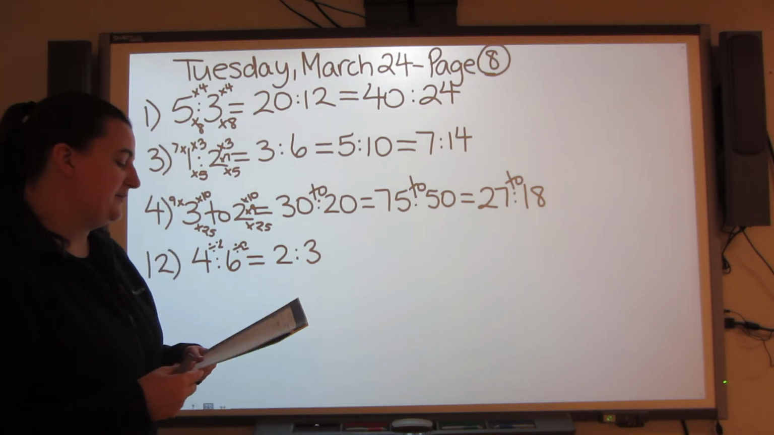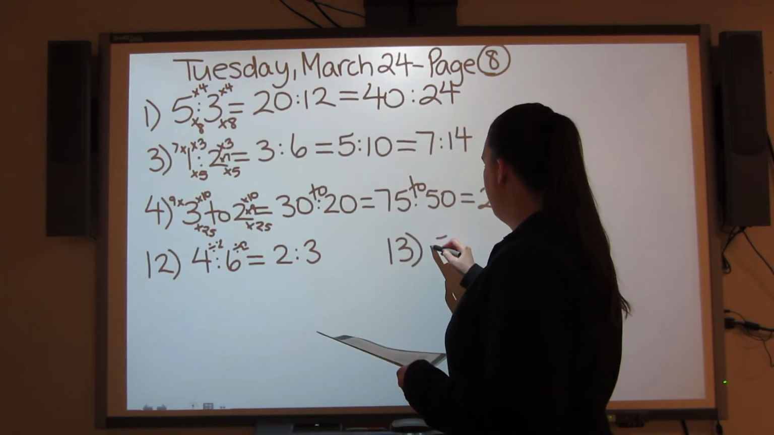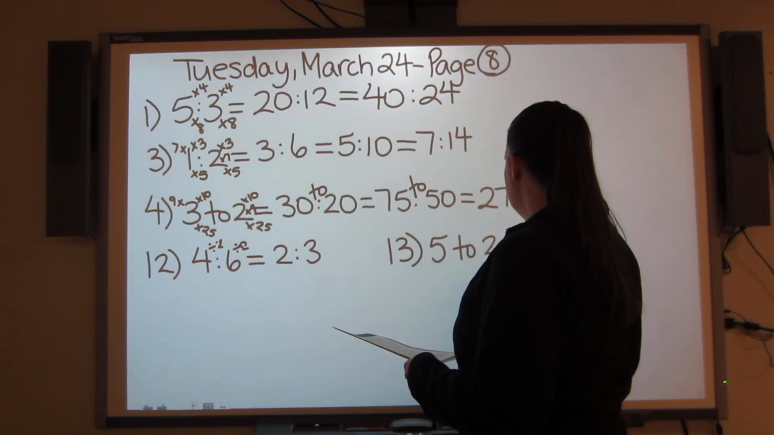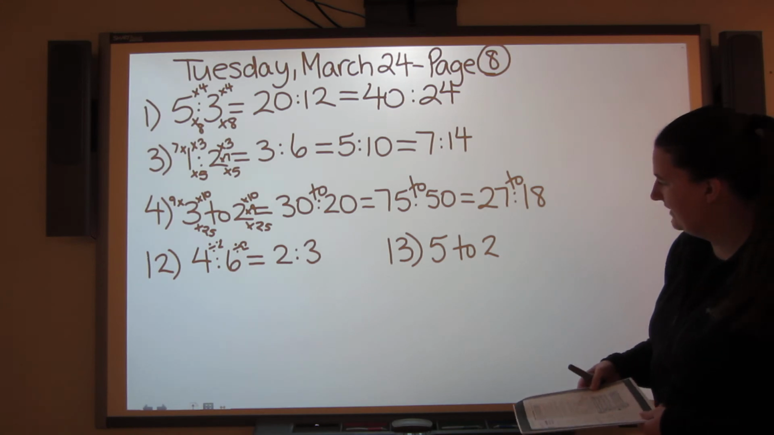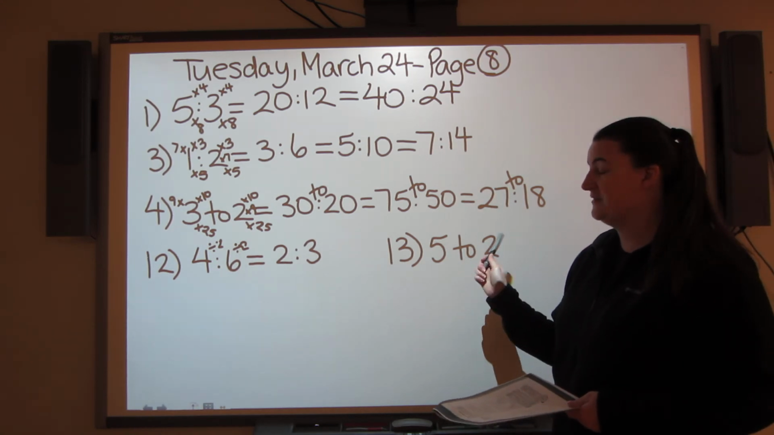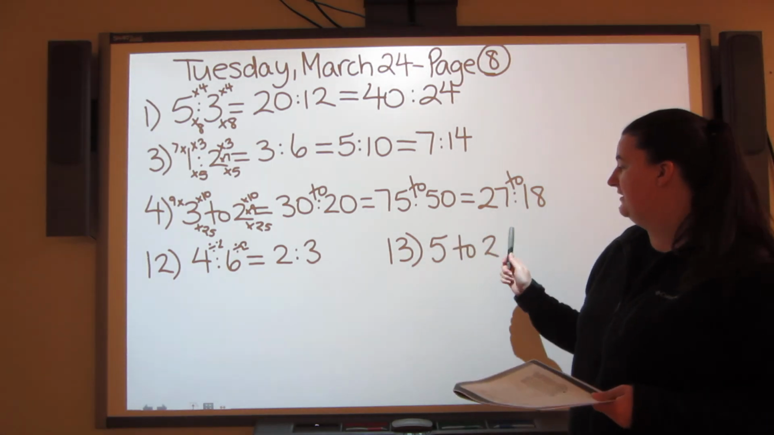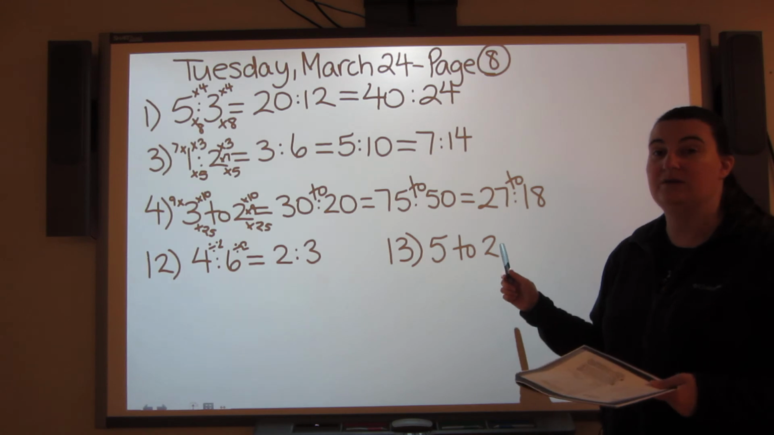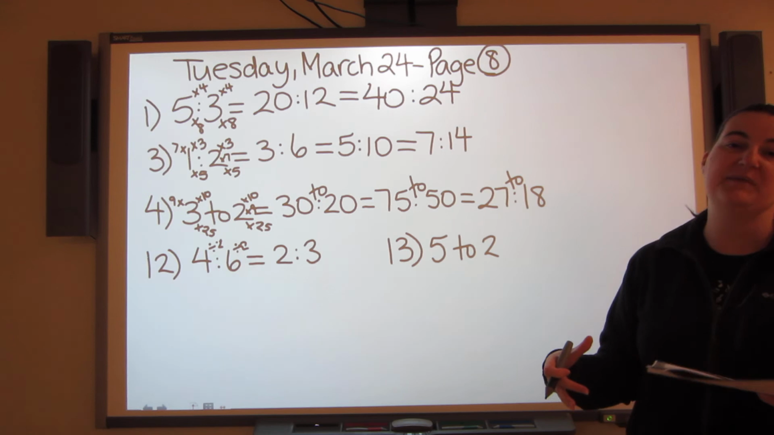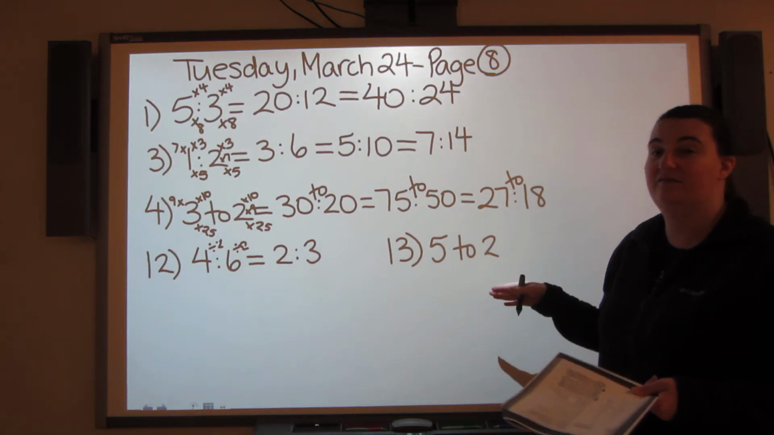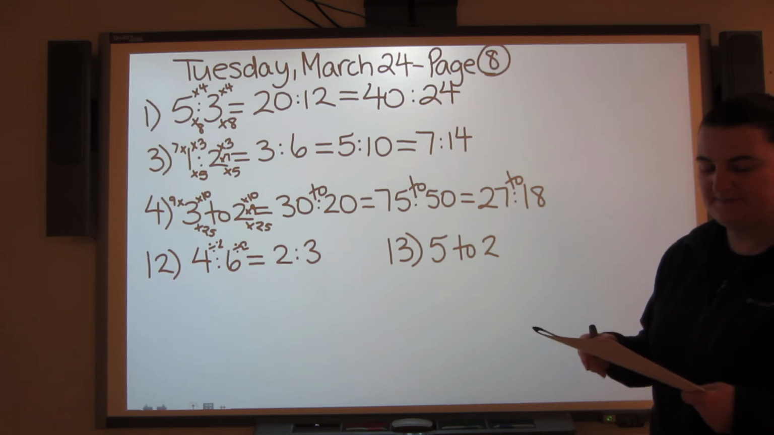Let's take a look at number 13. Number 13, I have 5 to 2. And you think, is that lowest terms? You think, yeah, it is. Because both of these are prime numbers. The only thing I can divide into 5 is 1 and 5. The only thing I can divide into 2 is 1 and 2. So there's no number that they have that's the same, other than 1, which won't change anything. So it's lowest terms. I don't have to do anything, just leave it.